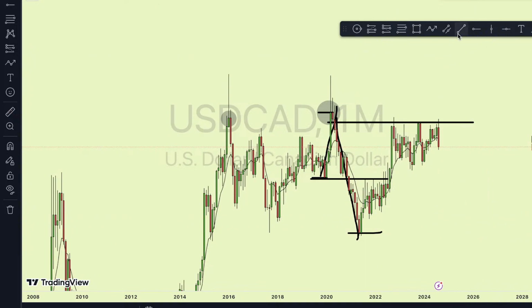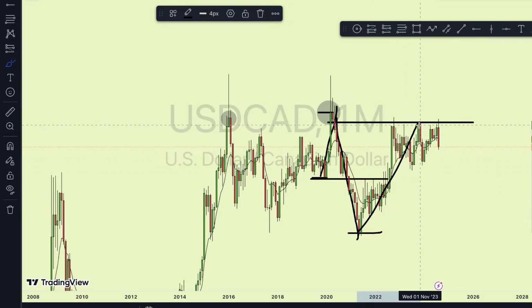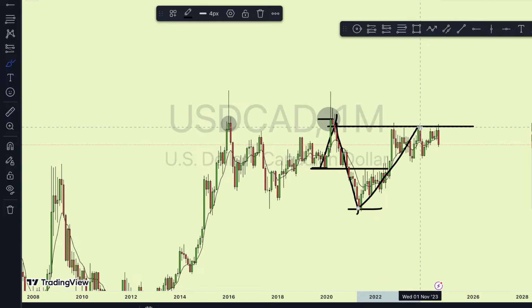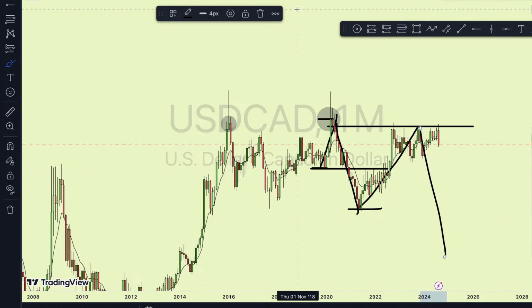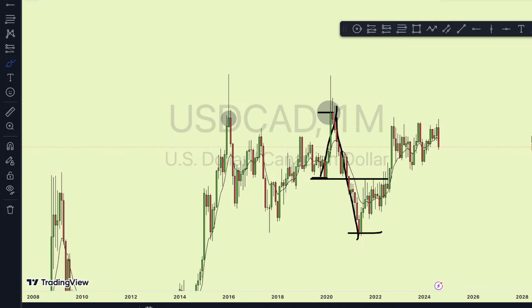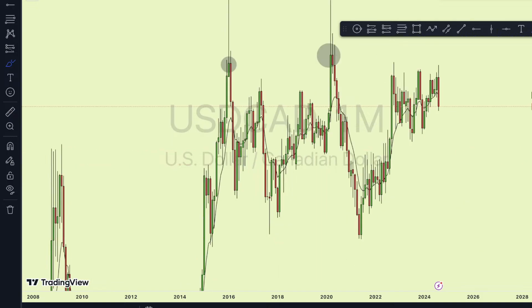So this is our lower low. Now, this is our lower high. So what should happen at this area? What should happen, in theory, is a new lower low should be made. Okay, so that is all we're waiting for right now on USD CAD. That's what I'm personally waiting for.